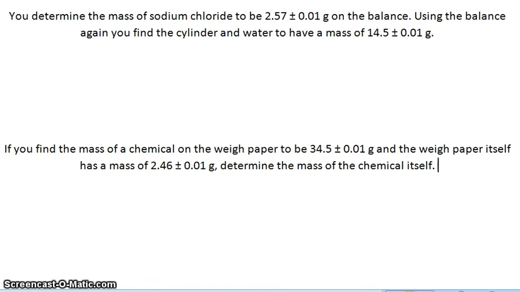So this question says you determine the mass of sodium chloride to be 2.57 plus or minus 0.01 on the balance. Using the balance again, you find the cylinder and water to have a mass of 14.5 plus or minus 0.01 grams. So what we're going to do is add these things together because we're putting the sodium chloride, I guess, in the cylinder and the water. So you're going to add 2.57 plus 14.5, and that gives you an answer of 17.1 grams.